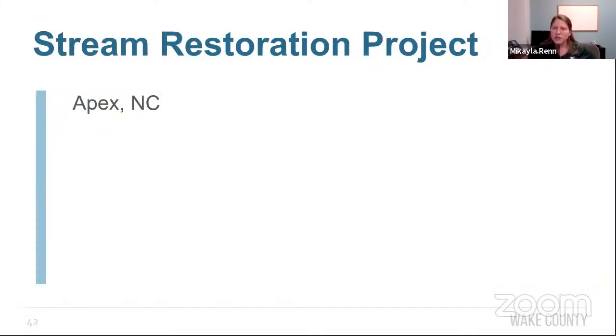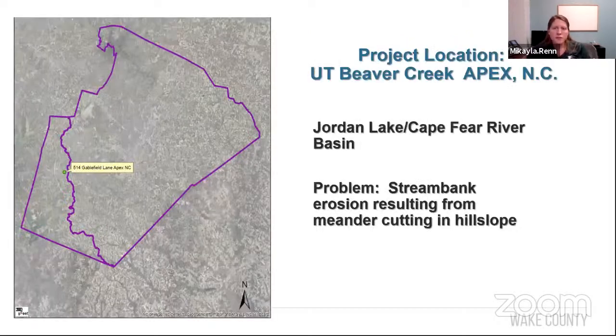So the last project I'll show you is from a stream restoration project in Apex, North Carolina. This project is located in the Jordan Lake Cape Fear River Basin, which was unique because most of the projects we receive are in the Neuse River Basin. An unnamed tributary ran through the backyard of this property, and the stream was experiencing some stream bank erosion resulting from the water moving through a deep curve or meander in the stream.